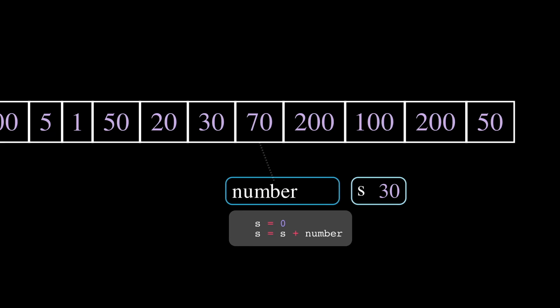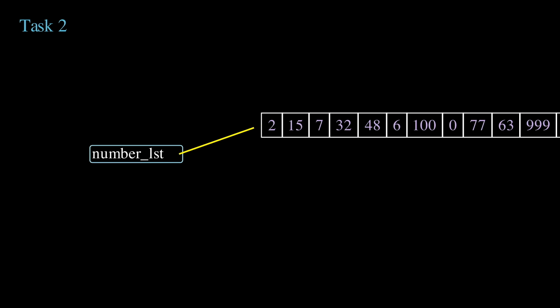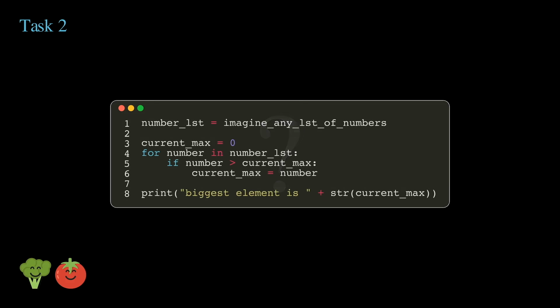Alright, spent a long time on the previous one. Task 2. Suppose we have a list of natural numbers. How can we find the biggest number in there? The solution, once again, is that we're going to create a variable outside the for loop called current max. The idea is to have this current max variable store the biggest number the loop has seen so far. So it's initialized to the smallest natural number.